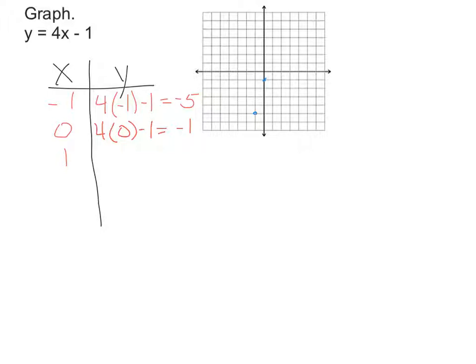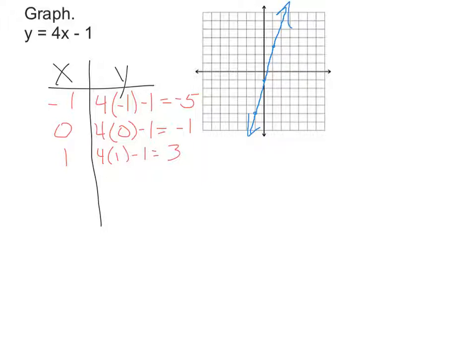Okay, all right, and so let's try 1. So 4 times 1 minus 1. 4 times 1 is 4, minus 1 is 3. 1 comma 3 up here. So you can see where the line is going to be positioned right there.